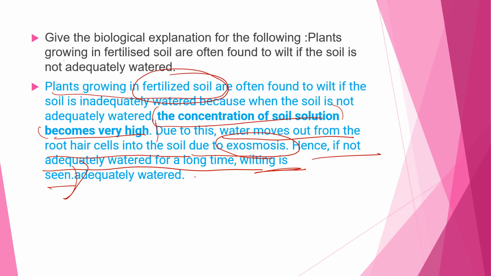So this part is very important. In fertilized soil, the concentration of the soil solution becomes very high, and due to this the water moves out of the root hair cells into the soil due to exosmosis. Hence, if not adequately watered for a long time, wilting is seen. So these are the main questions which come from absorption by roots.